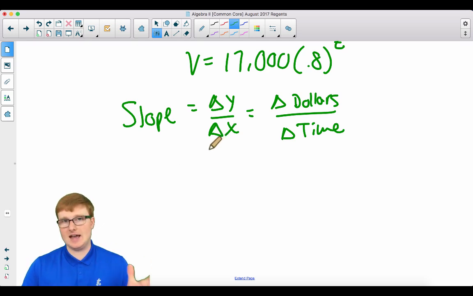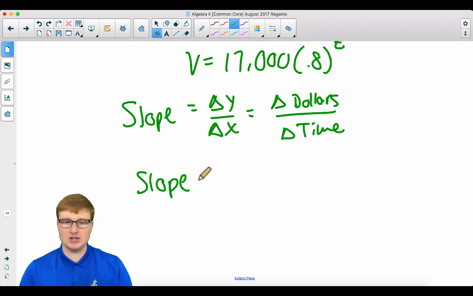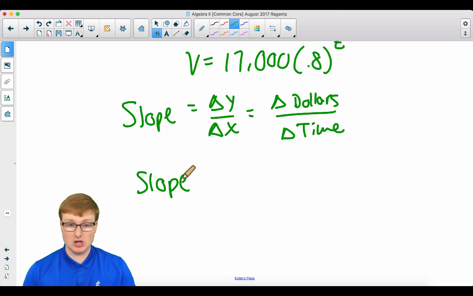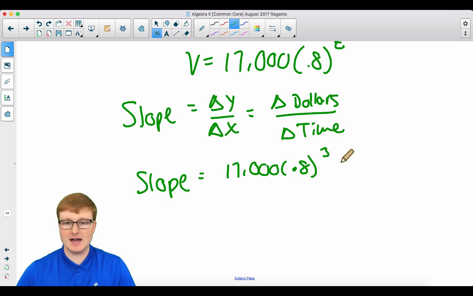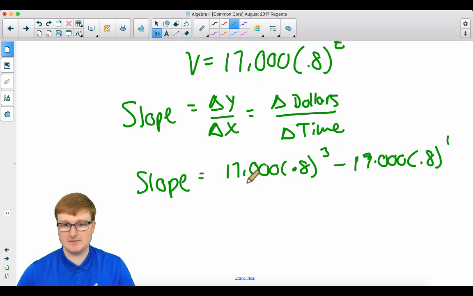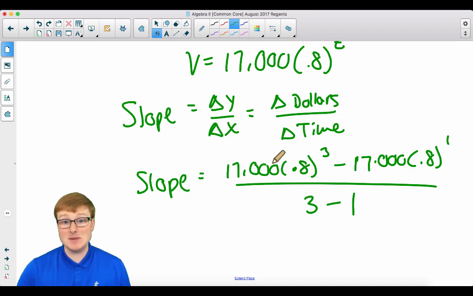So this is what I'm getting at here. Your slope is going to be the change in y over the change in x. You're looking for the y values when x equals 1 and 3. So this is really going to be 17,000 times 0.8 raised to the third power minus 17,000 times 0.8 raised to the first power, divided by 3 minus 1. And that, ladies and gentlemen, is actually your slope to answer this question. This is technically speaking the change in the dollar amount, because I just plugged in the values of time, which is 3 and 1, divided by the time, 3 minus 1.